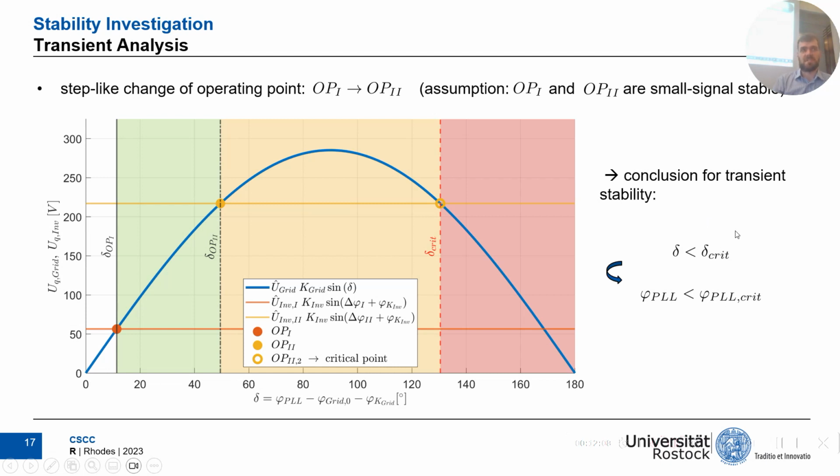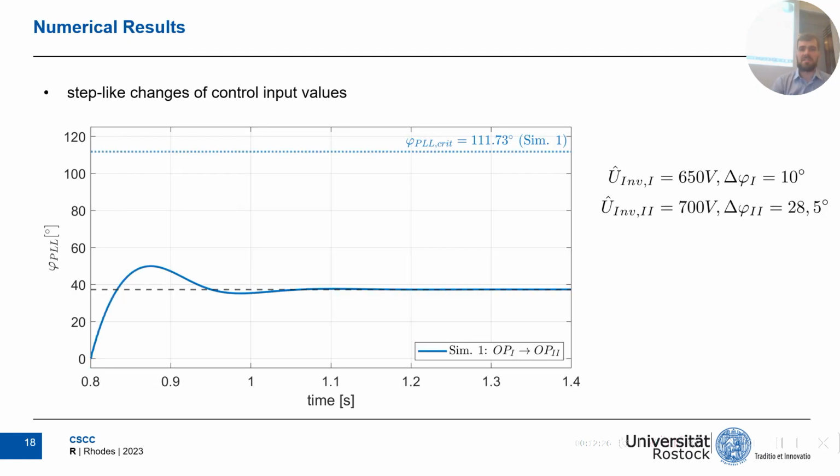So the stability condition for the transient case is that delta has to be smaller than delta critical, and it can be translated into values of VPLL. And I performed some numerical simulations to show you what happens. We are in this plot. It's always a step up of the operating point, starting with VPLL at 0. And the dashed black line marks the target operating point, and the colored dotted line marks the critical value.